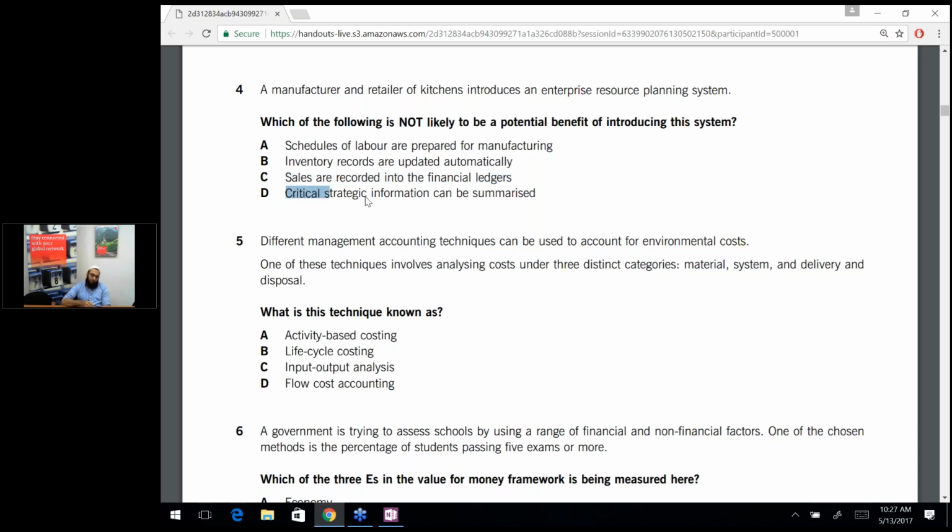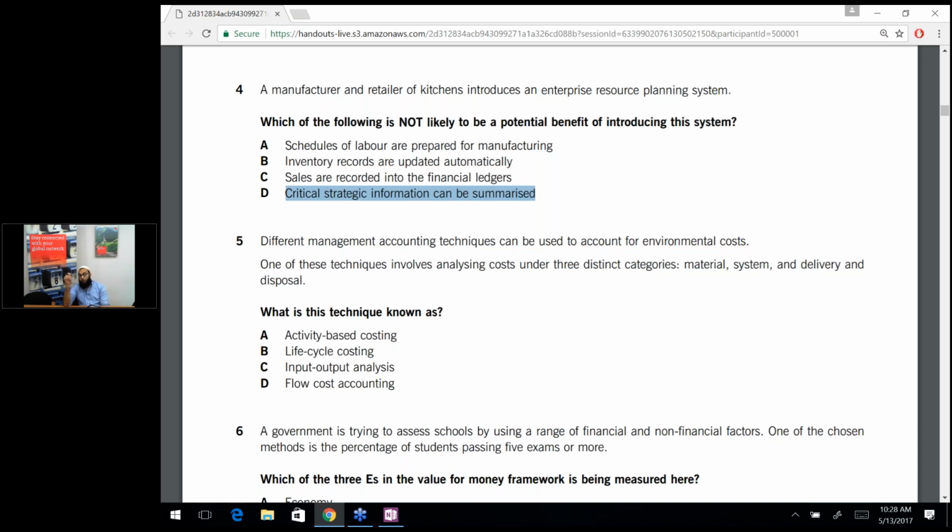Critical strategic information can be summarized. No, this is not a benefit of ERP. This is the answer. The question asks which is not a benefit of ERP, because this is a benefit of an executive support system. I repeat, executive support system, ESS, which actually summarizes the information for top management. So executive support systems are the systems used for decision making by senior management.